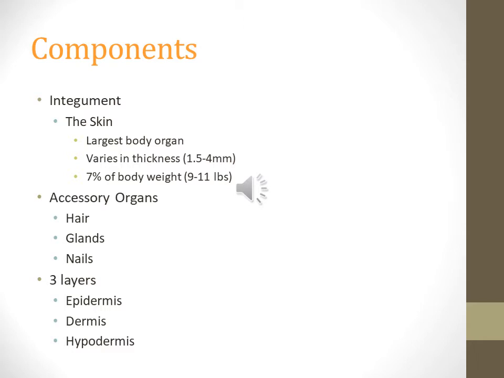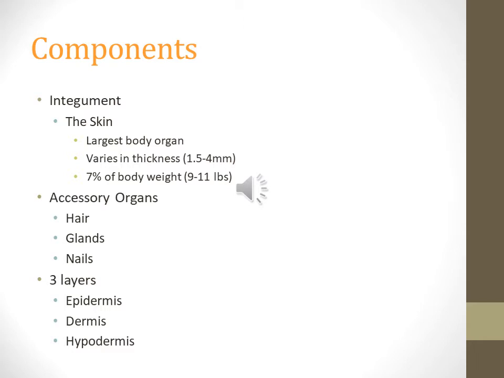So the basic components of your integumentary system include the skin, which is the largest body organ. Think about it, one continuous sheet of tissue. One organ makes up this entire system. A lot of complexity to it, but the largest organ. It varies in thickness, and it's approximately 7% of the body weight.